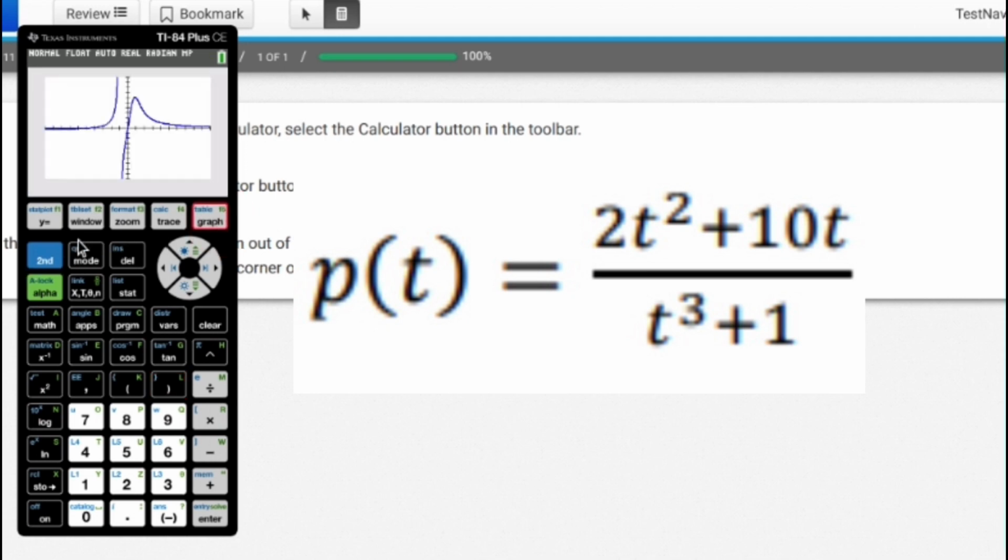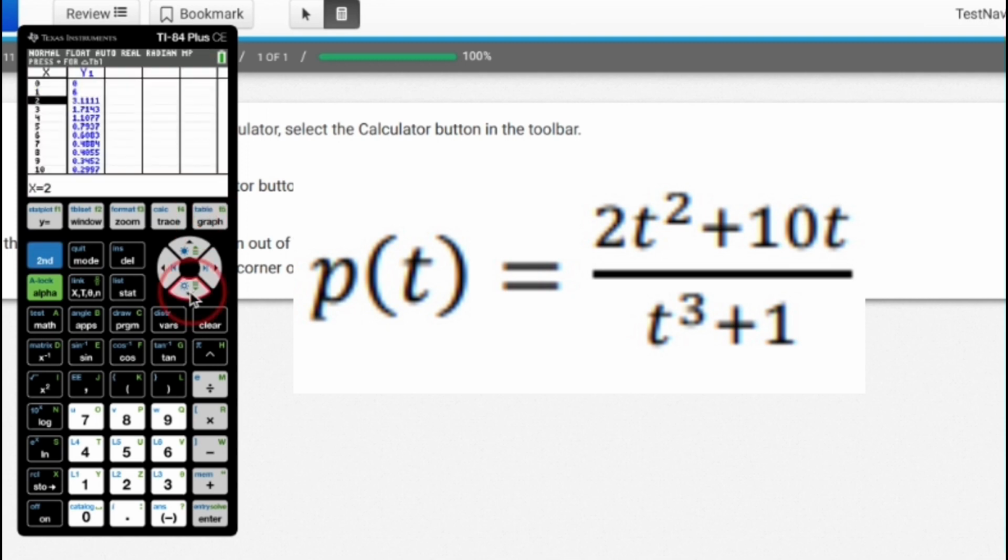Now part number 1 is asking us to find P of 2 and explain your solution in context. The easiest way to find P of 2 is by hitting second table and going down to 2. That's our P of 2, which is 3.11111. So let's go back to our slides and write out 3.11111.